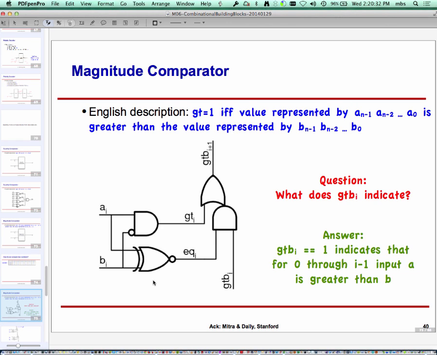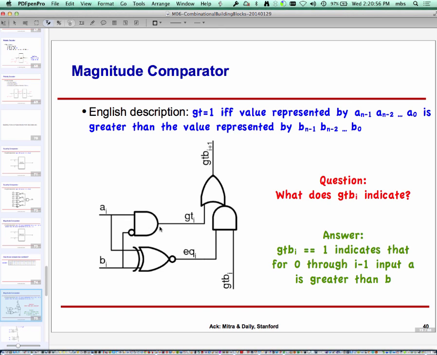So that's kind of the interpretation we would like to do. So GT equal to 1 if and only if... let's look at this logic. The first one is this AND gate with a bubble, which is going to be high if AI is 1 and BI is 0. So it's basically saying that at this bit position, A is greater than B.